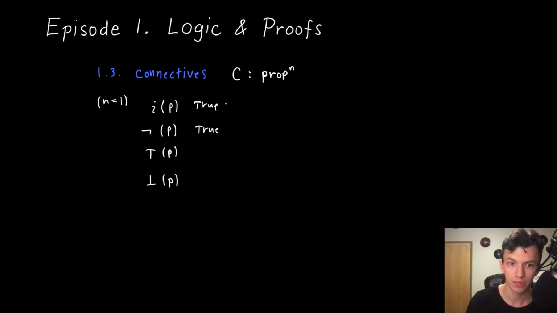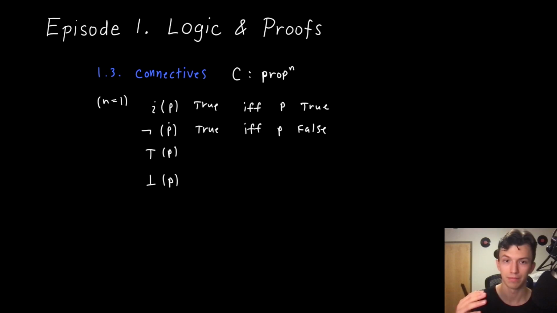So the first one is true if P is true. This is the definition. Okay. The second one is true if P is false. So the first one is the identity, right? It just returns whatever value you input. It doesn't change anything. The second one is the negation, so it's the opposite. It flips whatever value you give it. If the input is true, then the output is false. If the input is false, the output is true. So we call this one, informally, the not connective.